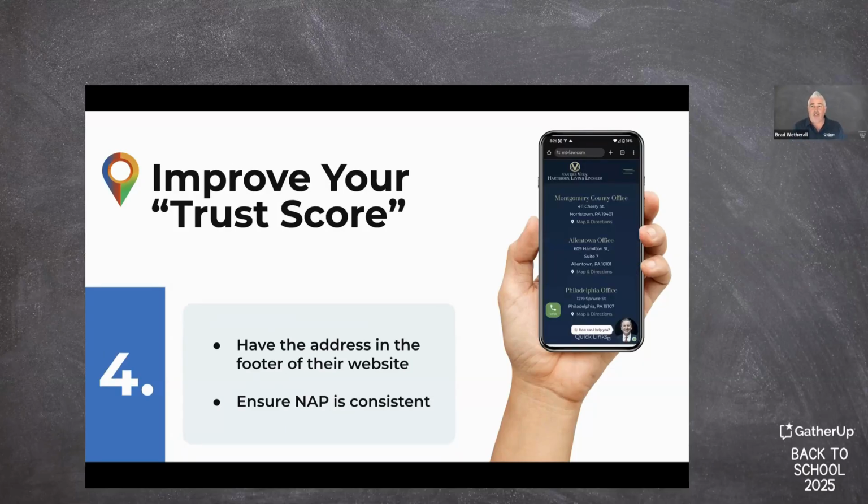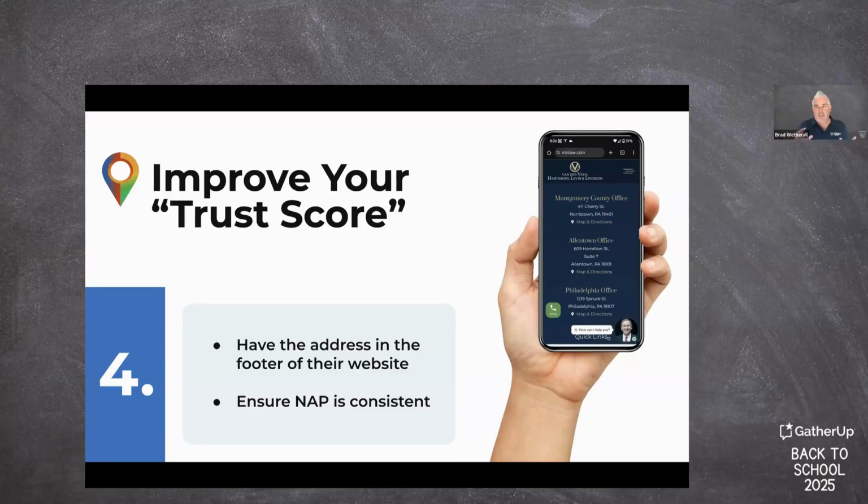Improve your trust score, right? This is where Google really leans into who is making the change, who is performing the verification. And if it's a high trust account, it's more likely to get approved. So there are ways to do this, improving not only the trust of the person doing the verification, but also the trust of the business.